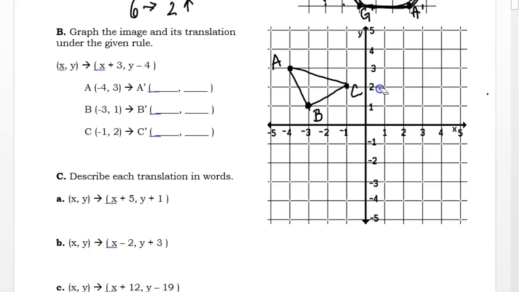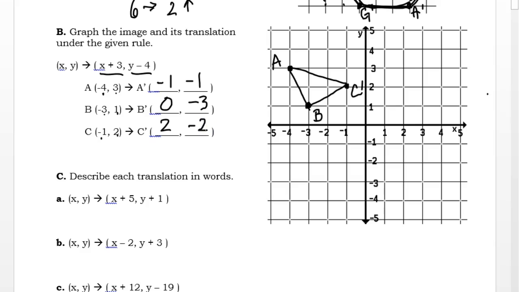Okay, so now the translation that we're going to do uses addition and subtraction. So this is telling me right here to add 3 to every single one of my x coordinates. So here, this first x coordinate, -4, I'm going to add 3, and that brings me to -1. My next x coordinate is -3. Adding 3 brings me to 0. And finally, -1, adding 3 brings me to +2. To each of my y coordinates, I'm going to take away 4. So we're at 3, we're going to take away 4. 1, take away 4, and 2, take away 4.